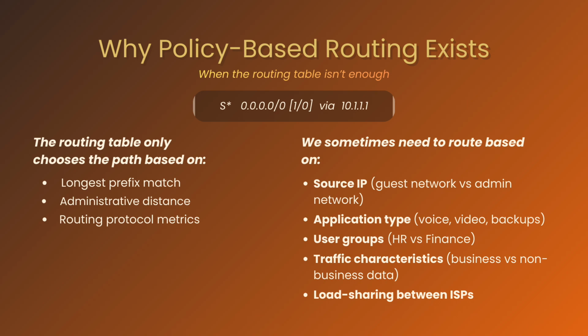Here are a few real-world reasons. You might want certain users to take a different internet connection for load balancing. Maybe guest traffic should go through a slower path while business traffic takes the fast premium path. Or you might have a backup MPLS circuit and want only voice over IP to use it. Routing tables can't do that alone. They don't know who generated the traffic, they only know the shortest path. PBR opens the door to routing based on business logic, not just metrics.